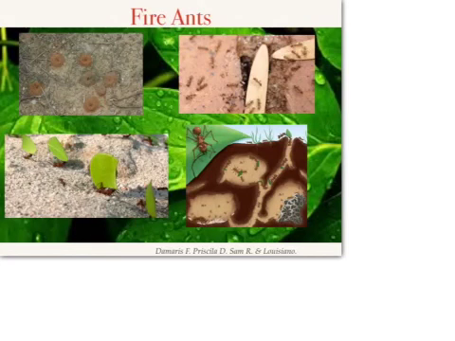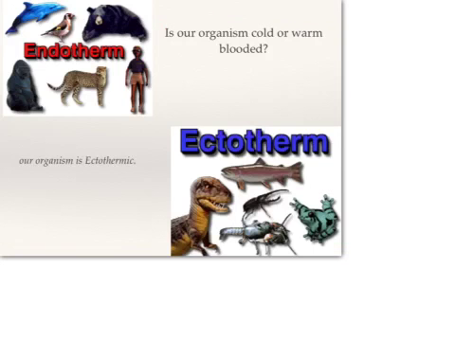Our organism is fire ants, and the group members are Damaris, Priscilla, Sam, and Luciano. Is our organism cold or warm-blooded?